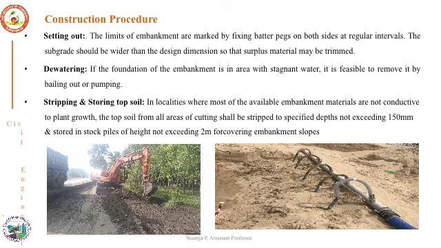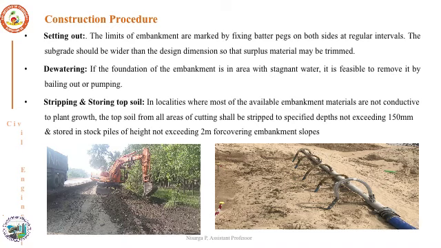The construction procedure involves, first, the setting out. In the setting out, first we have to establish the limits of the embankment and the bottom width, how much should be there. The total width of the embankment is marked by fixing batter pegs on both sides at regular intervals. The subgrade should generally be wider than the design dimension so that the surplus material can be trimmed off in later stages.